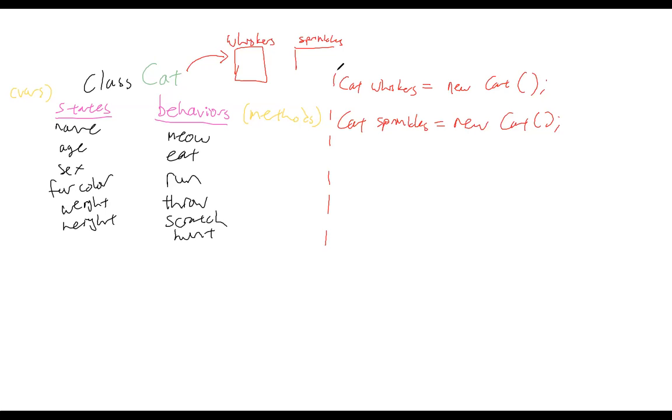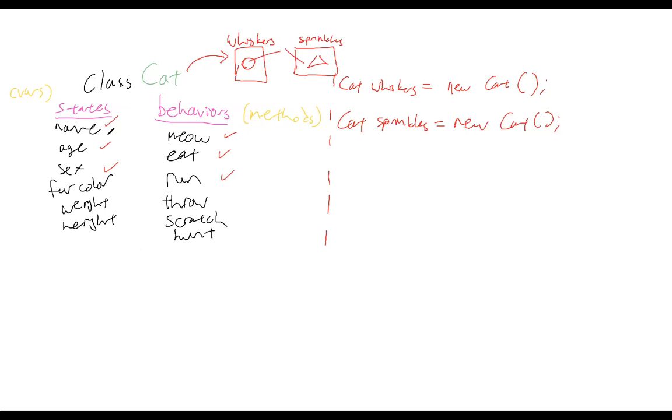All right, we've got two separate instances of the cat. Both Whiskers and Sprinkles have a name, age, sex. They can all meow, eat, run, all this stuff they can do. But the states in Whiskers are implied to be different from the states in Sprinkles, right? These are going to be two different states, right?